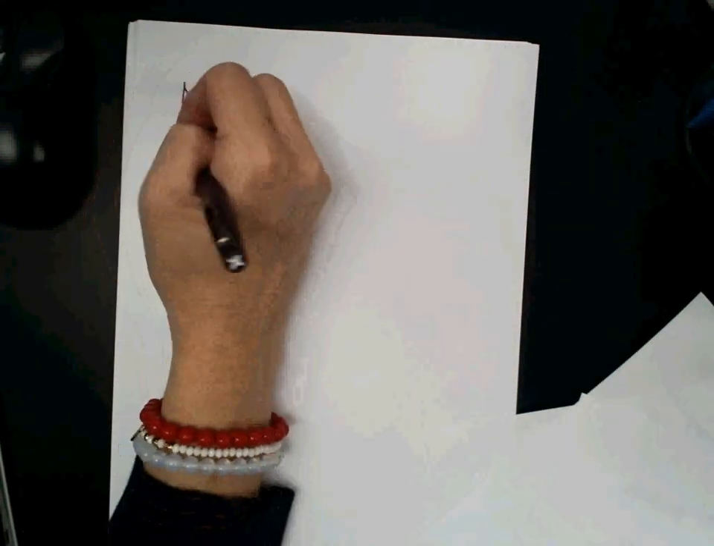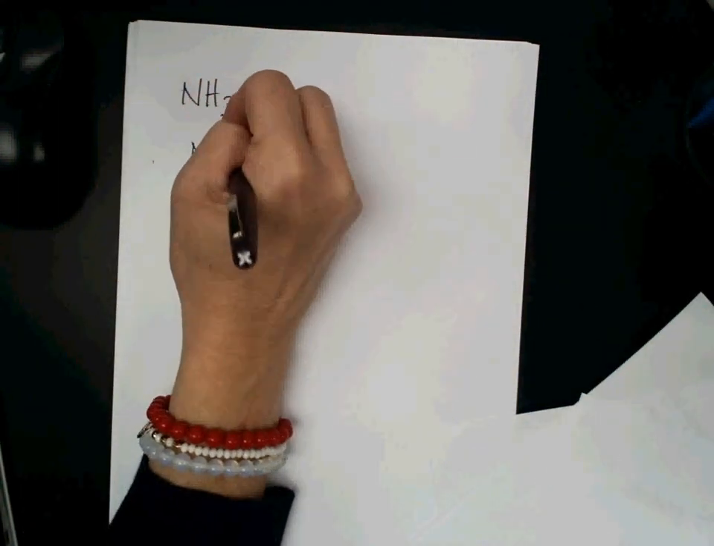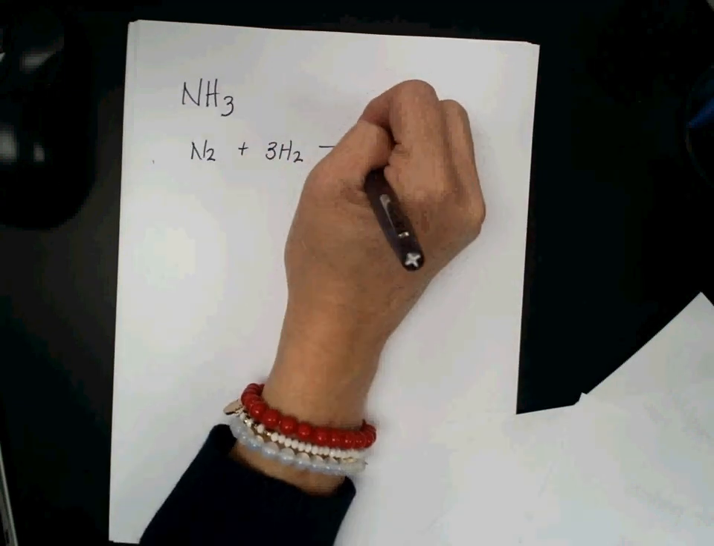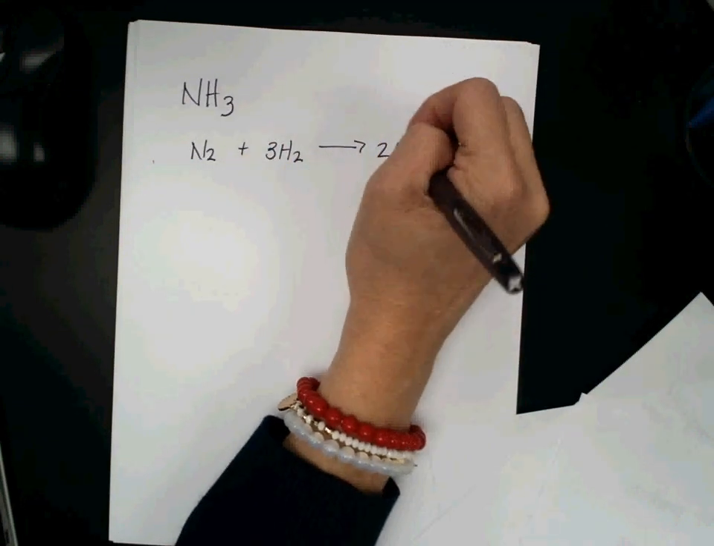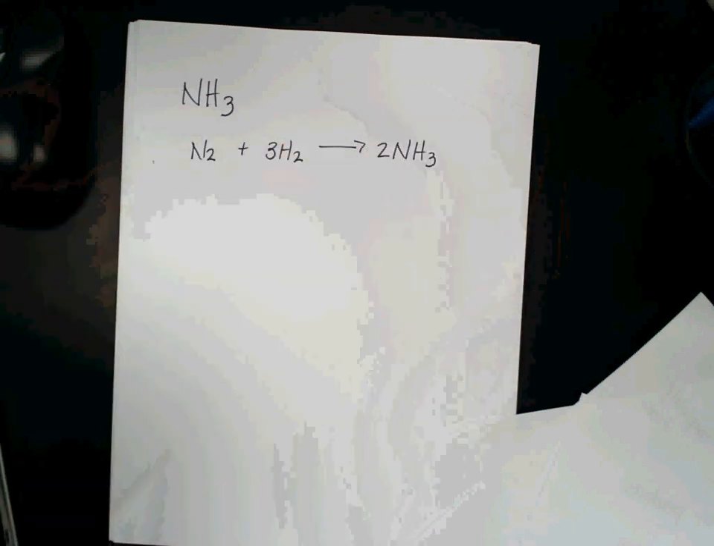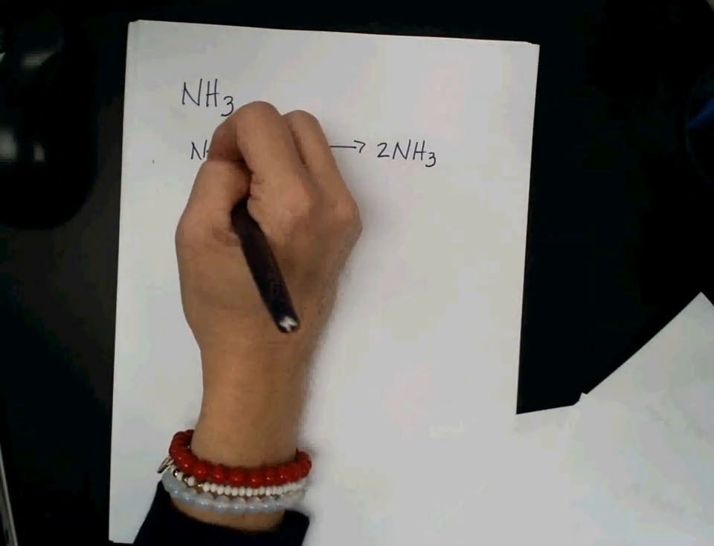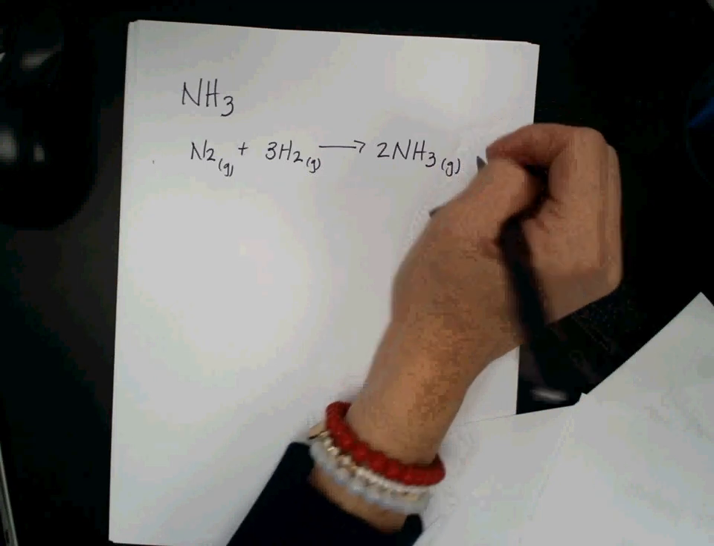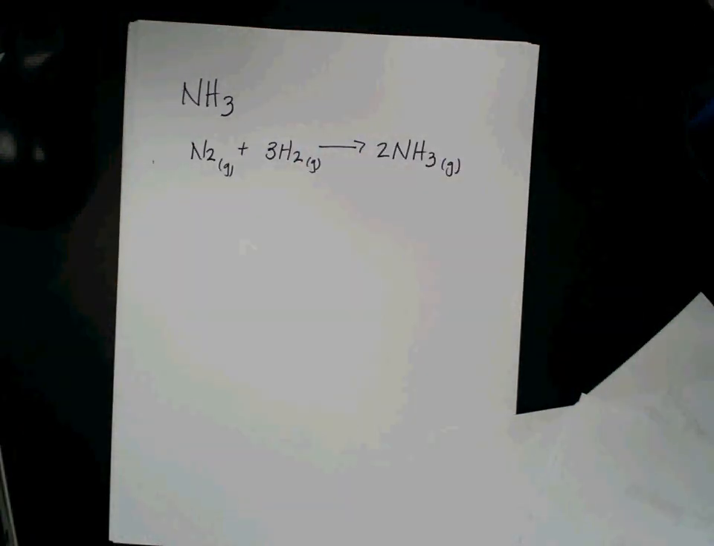N2 plus 3H2 yields 2 NH3. Okay? Gas. Ammonia is usually a gas. You guys don't know that yet. Okay, so, do you agree with Lucas? And Marin agreed? Do you agree? Okay. Write a stoichiometric equivalency real quick.